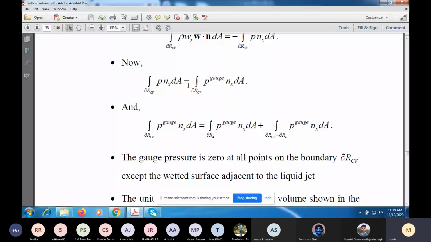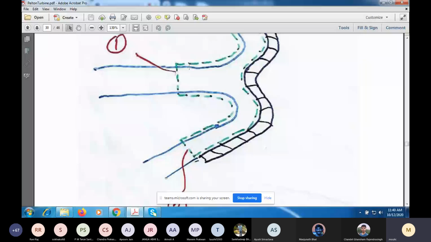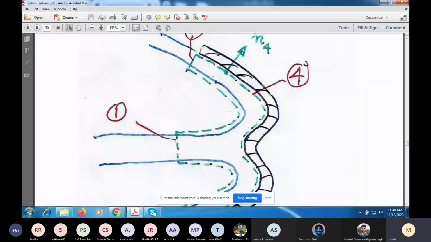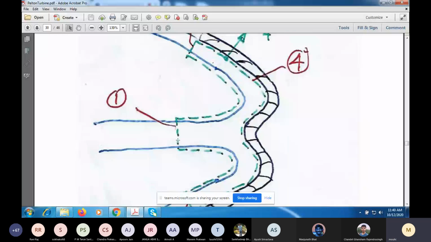So P gauge multiplied by n_x, if we integrate over the surface of this green control volume, you see that the gauge pressure is 0 at those parts of the control volume which are adjacent to the air. That is this point over here, and this surface. And we have seen it's a good approximation to say that inside the liquid the gauge pressure is 0 at section 1, section 2, and section 3.